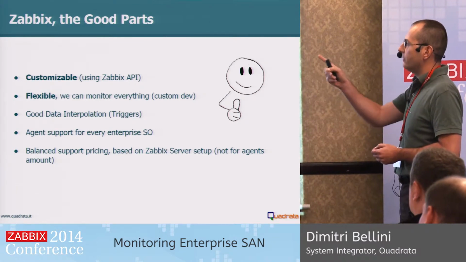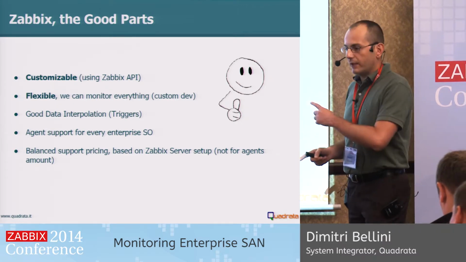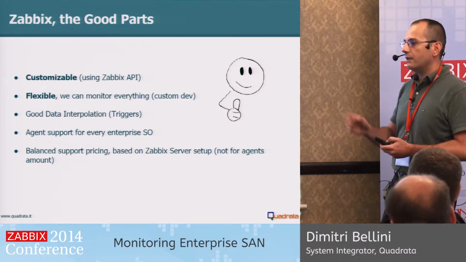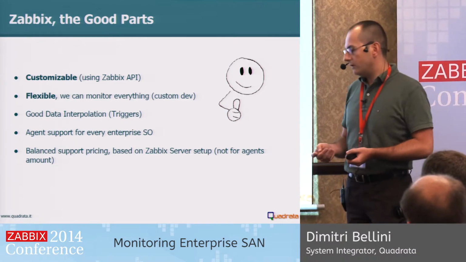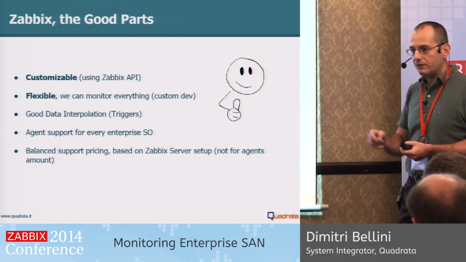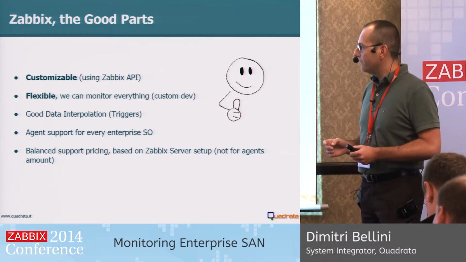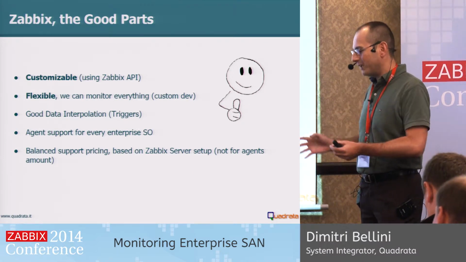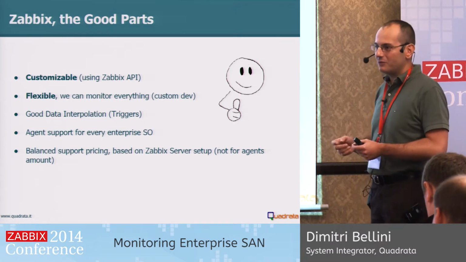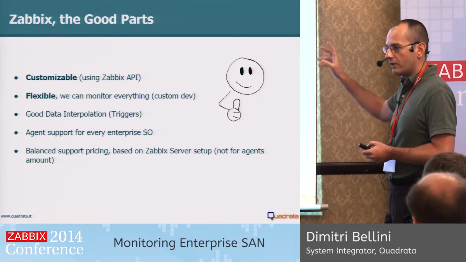Good data interpolation, and triggers. Triggers are very, very good. For example, in our case, we noticed in the beginning the flapping of the trigger, but using the hysteresis feature, we are able to mitigate the problem. And actually, we have very huge and very complex triggers to determine problems inside a storage area network fabric.